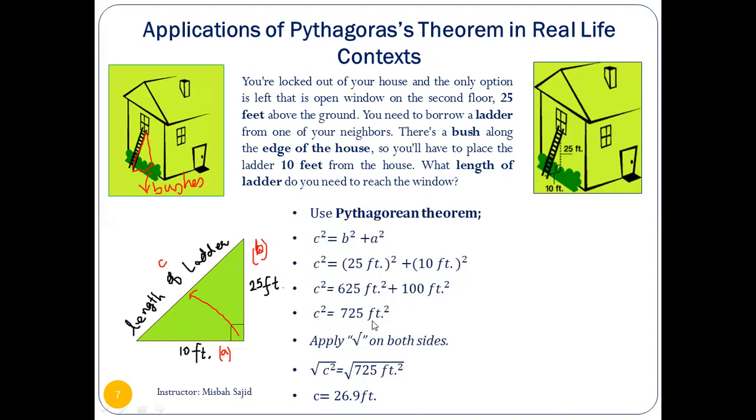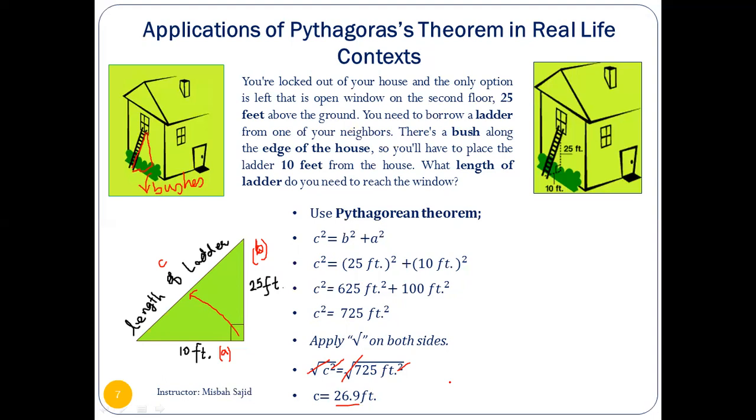Now you can apply square root on both sides. So if you see, the square and the square root cancel out. The square root of 725, you can use a calculator over here, is equal to 26.9 feet. c is equal to 26.9 feet. So here you can write that the length of the ladder is equal to 26.9 feet.